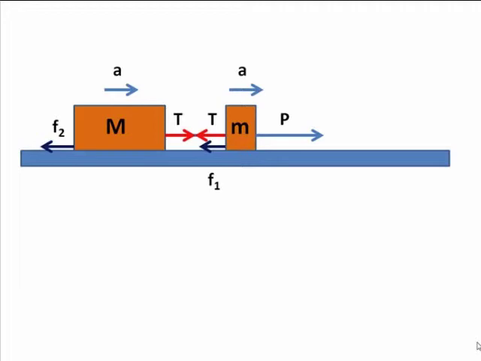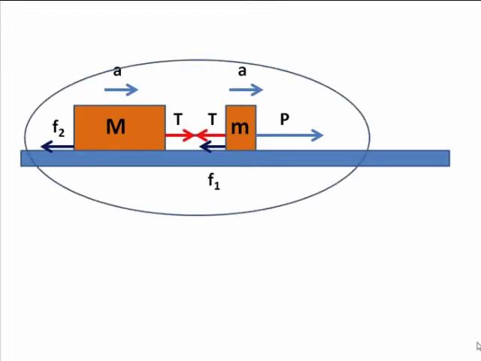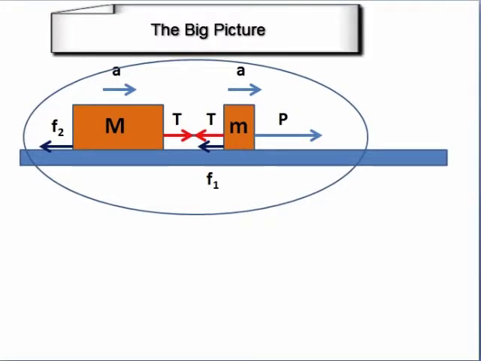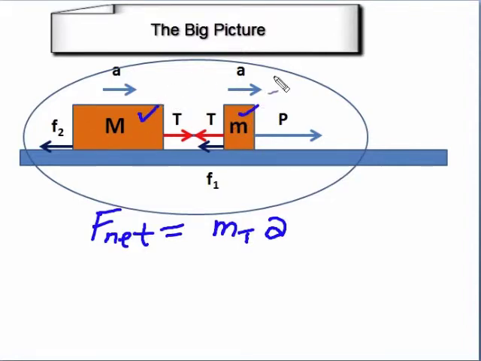Now let's look at the big picture. Let's see what happens if we apply F net equals Ma to both masses and accelerate the system. So we say to ourselves, okay, what is F net? We need to find F net equals m, but by m we mean the total mass that's being accelerated, times a. So M plus m will equal the total mass.